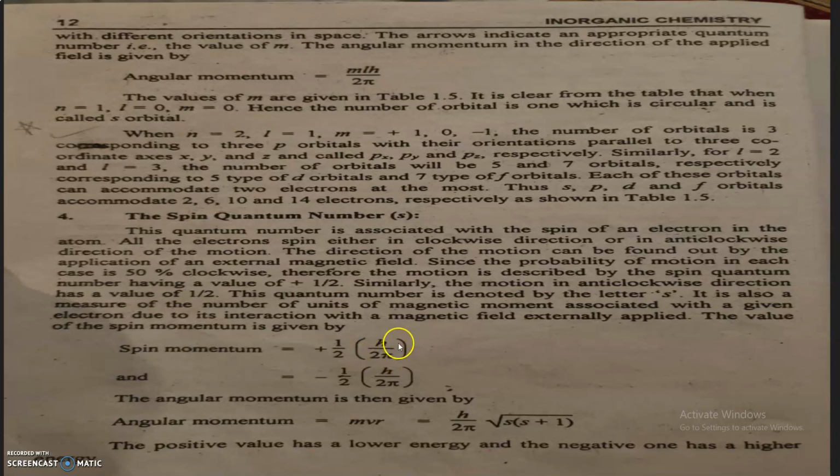Since the atom is spherical, you can place this value here, 2 pi, and it can be positive and negative. Like if it is clockwise, it is positive; if it is anti-clockwise, it is negative. So the angular momentum is then given by this formula, and they have replaced the values of spin quantum number here. So the positive value has a lower energy and the negative one has a higher energy.